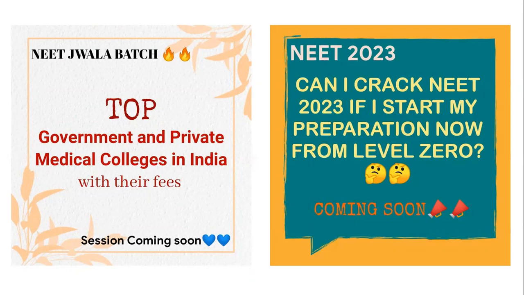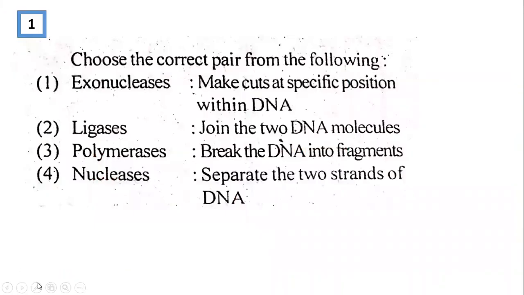So let's get started with the first question on your screens right now. Choose the correct pair from the following. Exonucleases make cuts at specific positions within the DNA. Ligases join two DNA molecules. Polymerases break the DNA into fragments, and nucleases separate the two strands of DNA. You can comment down the answers in the chat box. Okay, so you have to choose the correct pair from the following.